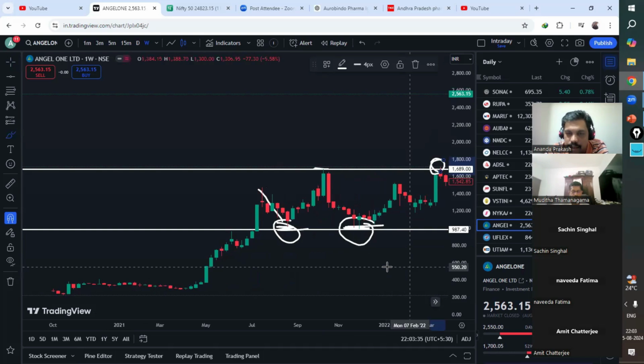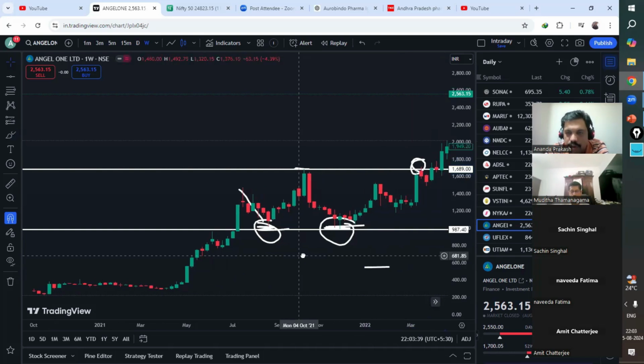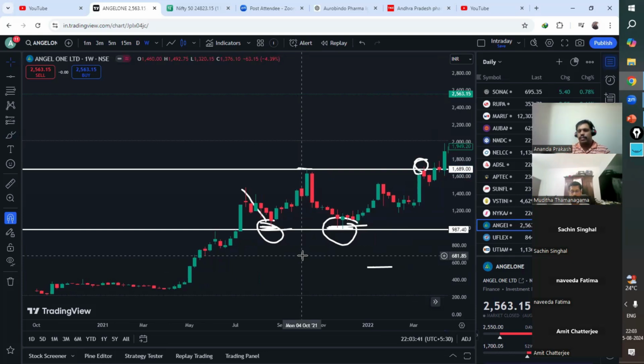So this is called a resistance, right? Now after that, price broke the resistance. When support becomes resistance, and when resistance becomes support, I'll explain in the coming classes. So today I explained the basic terminologies, what is support and resistance, and we have a couple more topics to cover, and I'll explain in the coming classes.